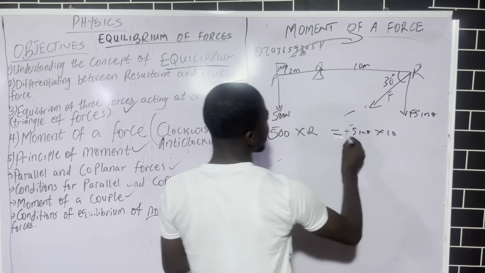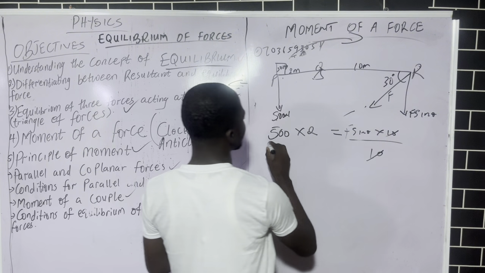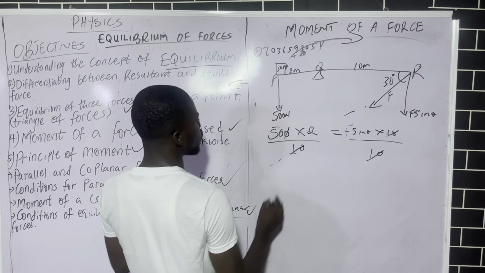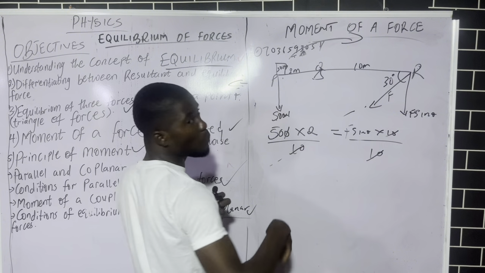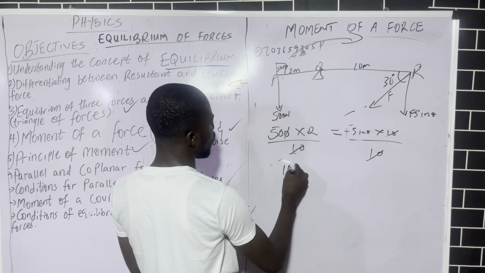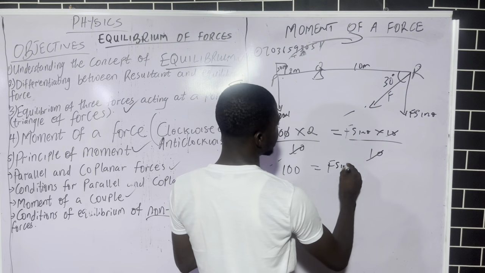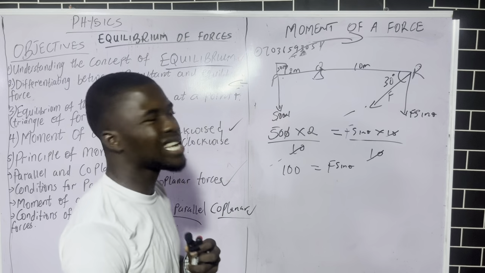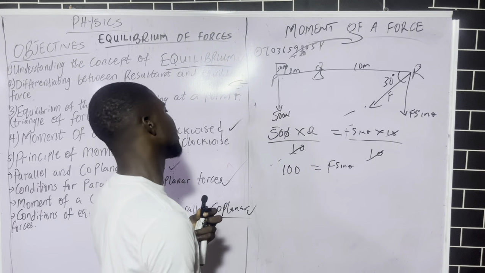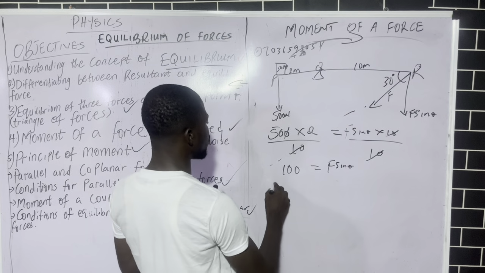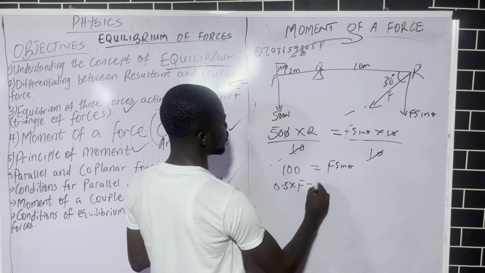So divide both sides by 10 because I'm looking for F. 10 will cancel 10. So we have 50 times 2. You cannot press your calculator straight though. So we have 100 is equal to F sine theta. They gave us theta to be 30. So sine 30 is what? Sine 30 is 0.5. So we have 0.5 times F is equal to 100.